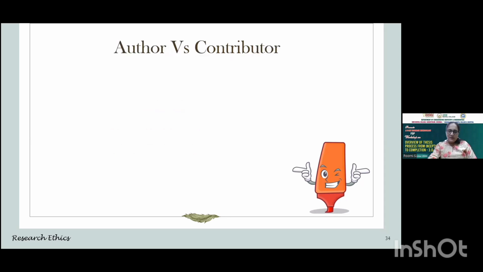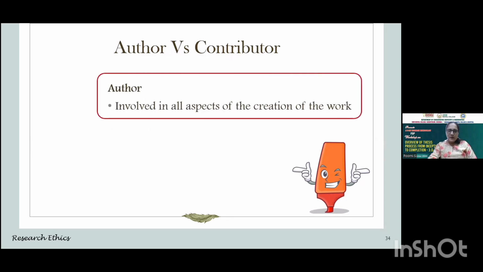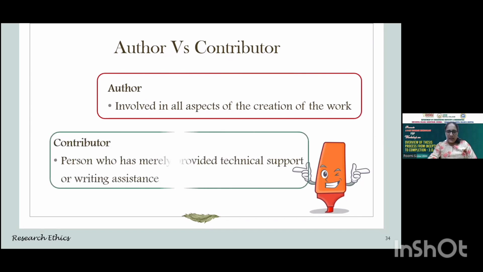So what do we understand by the term author and contributor? Who is an author and who is a contributor? An author is the one who is involved in all aspects of the creation of the work, and a contributor is the person who has merely provided technical support. So an author will always be associated from the start to the finish, whereas a contributor would have just given you technical support. So you need to understand the difference between authors and contributors so that you can decide who has to be the author of your research work.